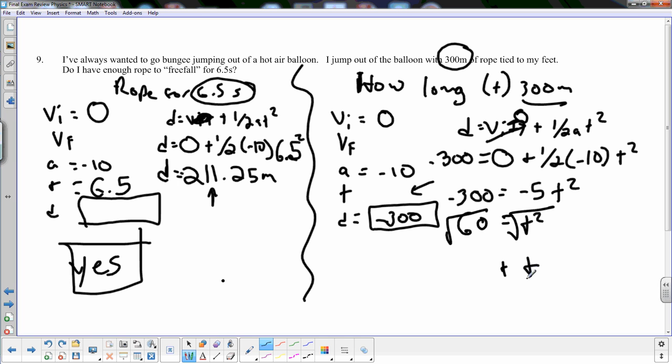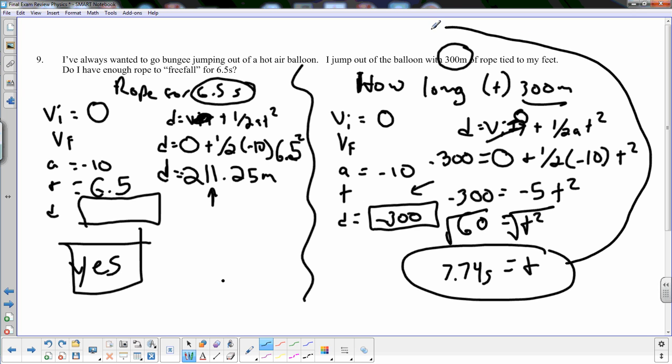And that is going to give us 7.74 seconds, which, if I wanted to jump out and fall for at least 6.5 seconds, I have about 1 3/4 seconds more free fall than I was hoping for. Bonus. Hope that helped. We are about 1/4 of the way through, so this is good stuff.